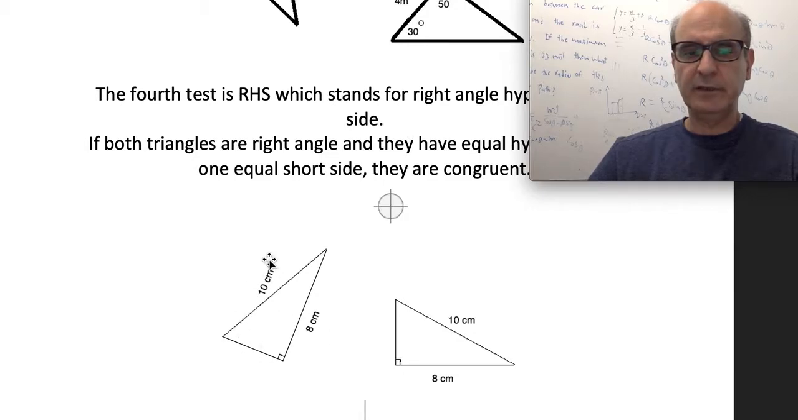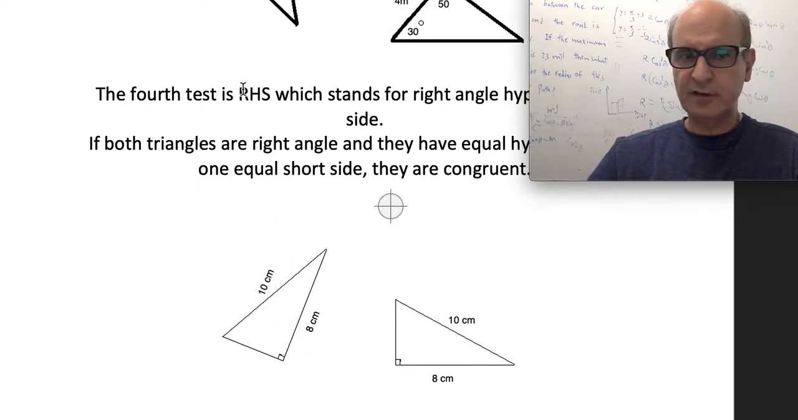For example, here I have this triangle. This is a right angle triangle. How do I know that? From this little square here. And this is also a right angle triangle because this has also this little square in this corner. So both of them are right angle triangles.